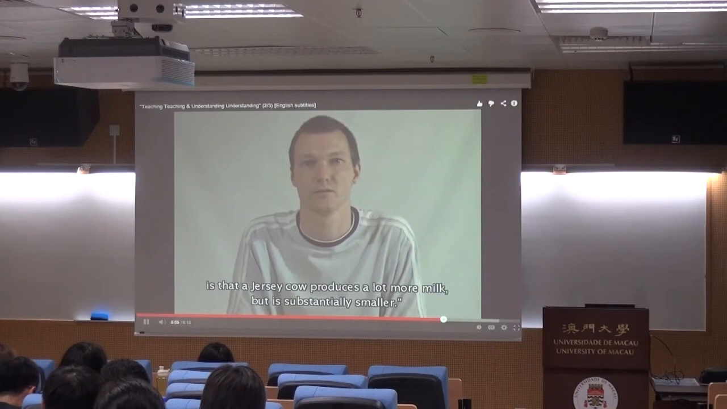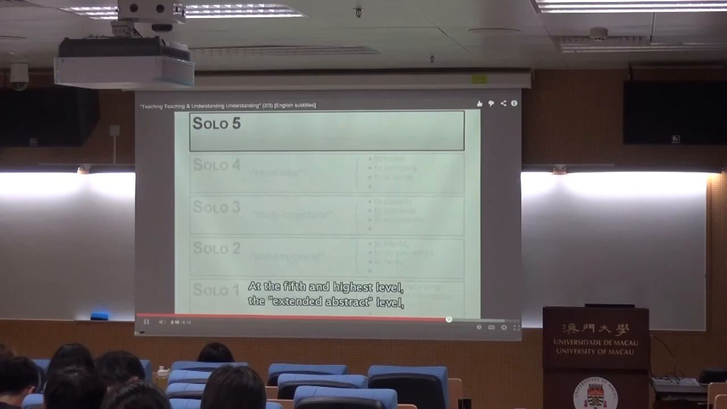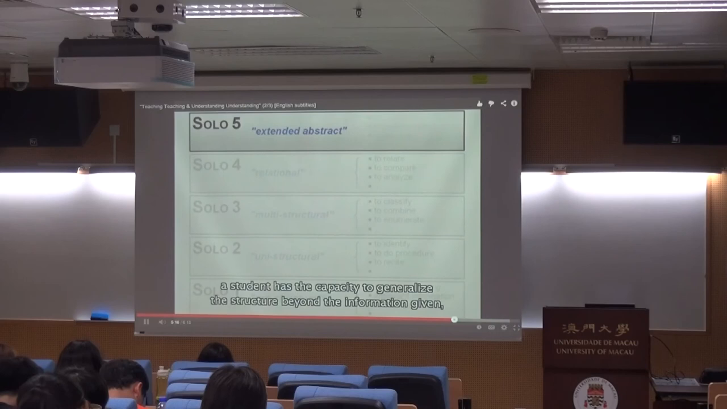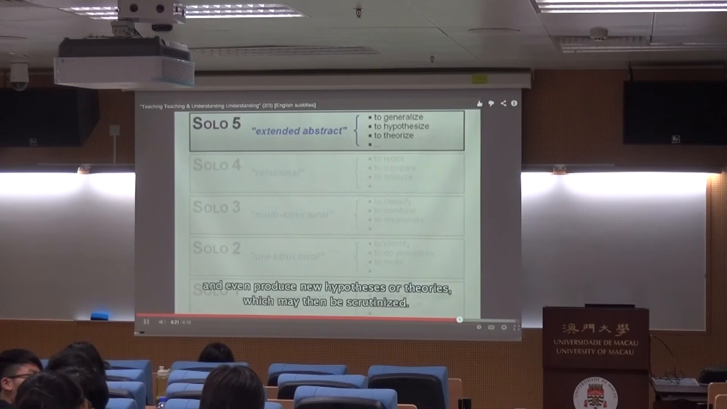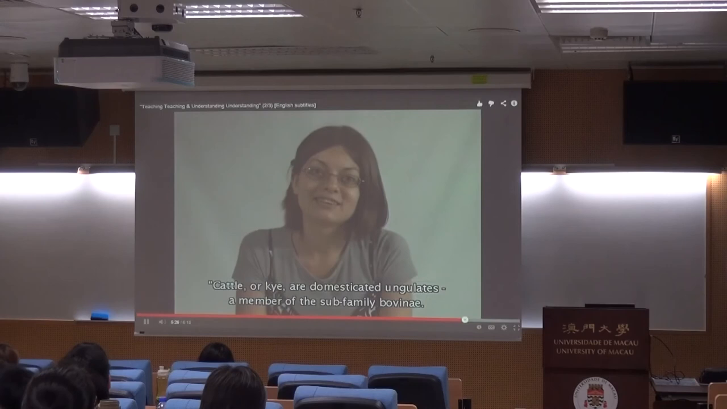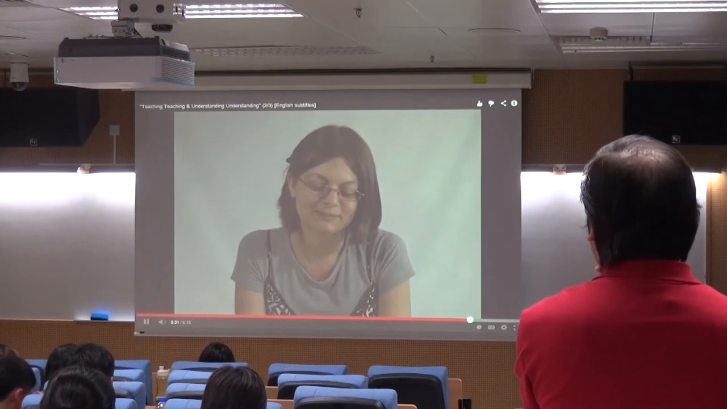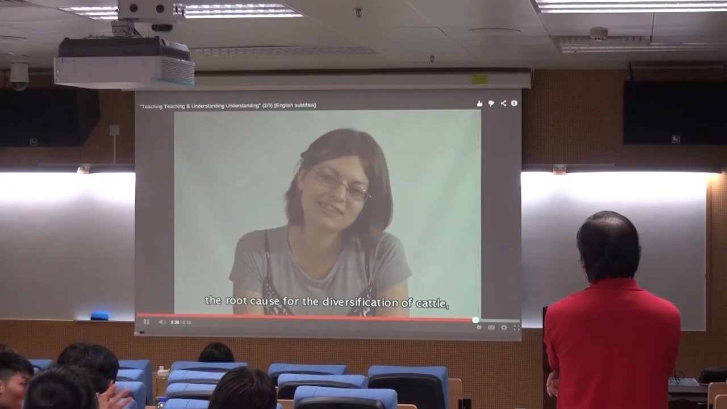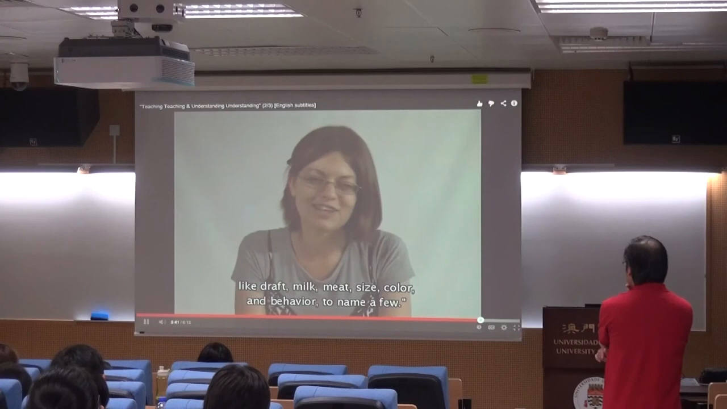At the 5th and highest level, the extended abstract level, a student has the capacity to generalize the structure beyond the information given, and even produce new hypotheses or theories which may then be scrutinized. Cattle, or cows, are domesticated ungulates, a member of the subfamily Bovinae. And it seems to me that humans must have been the root cause for the diversification of cattle, because they were selected for different genetic characteristics, like draft, milk, meat, size, color, and behavior, to name a few.